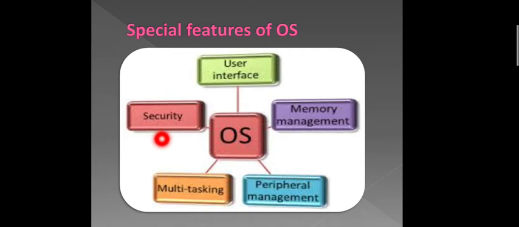And security is the main feature of an operating system, through which our system is protected from viruses and malware that come from the internet or any other storage device. So these are the basic features: user interface, memory management, peripheral management, multitasking, and security.